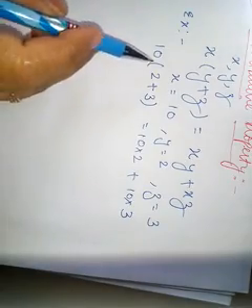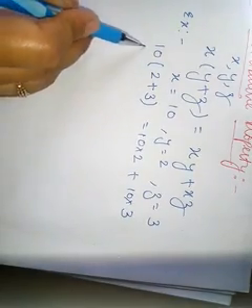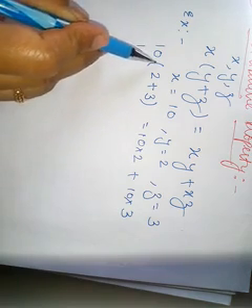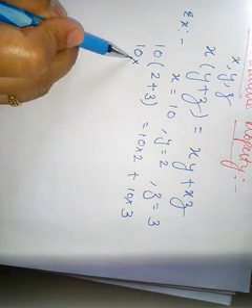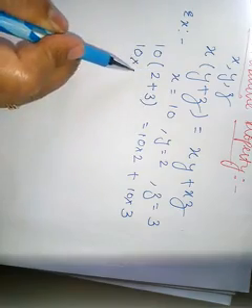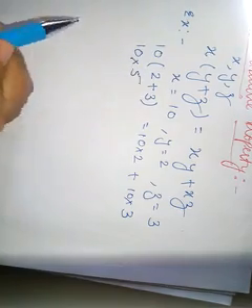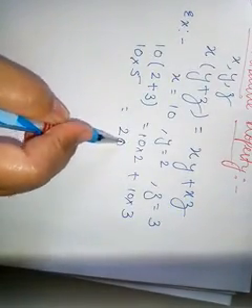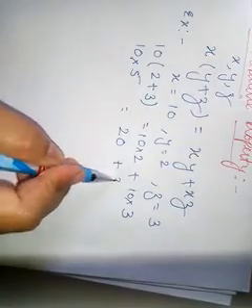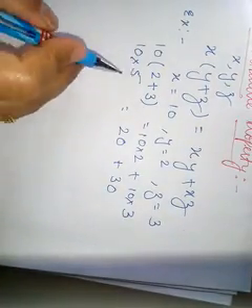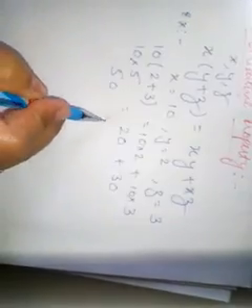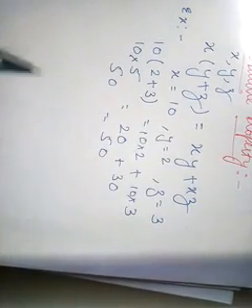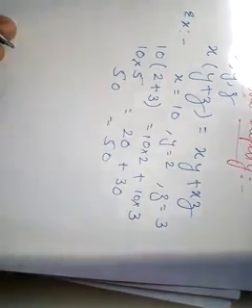According to the BODMAS rule, we have to solve the bracket first. So 10 will be the same. There is no sign, it will be considered as multiplication. 2 plus 3 is 5. Now 10 multiplied by 2 is 20. 10 multiplied by 3 is 30. 10 fives are 50 and 20 plus 30 is 50. Okay, this is called the distributive property.